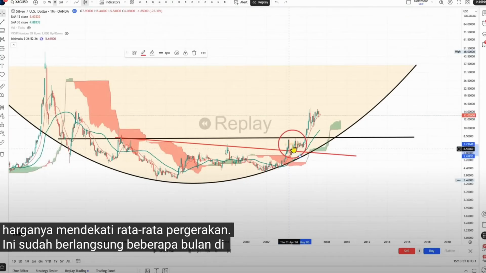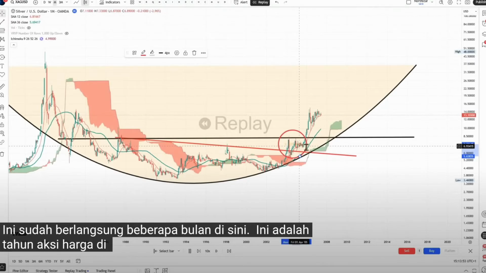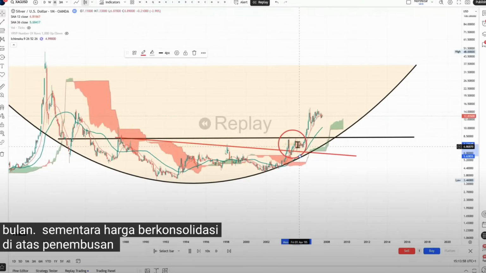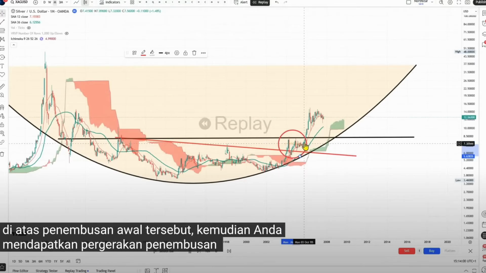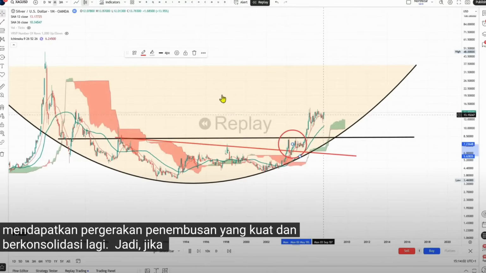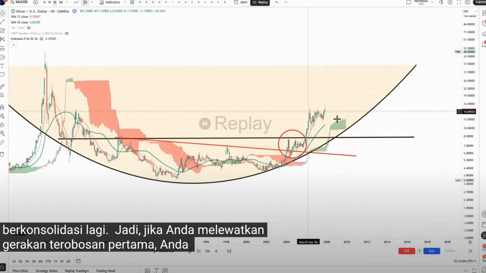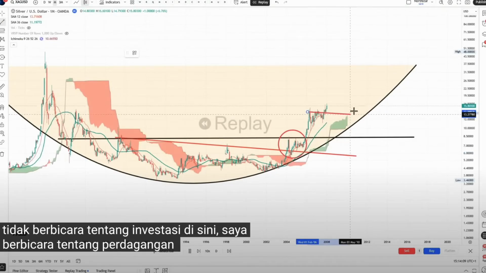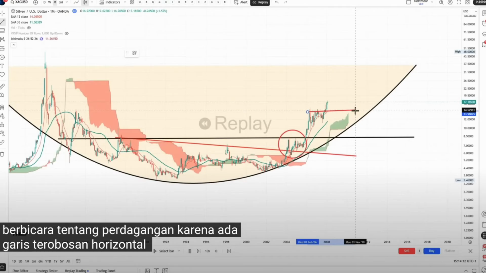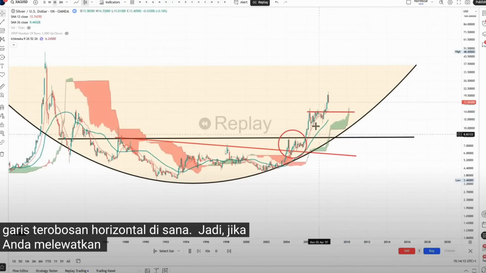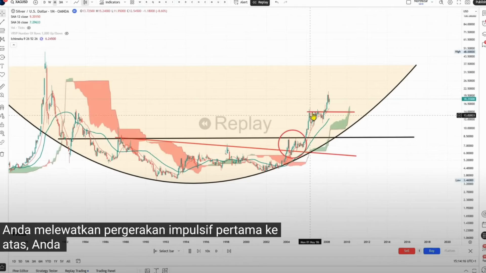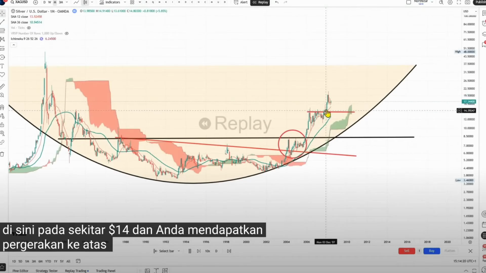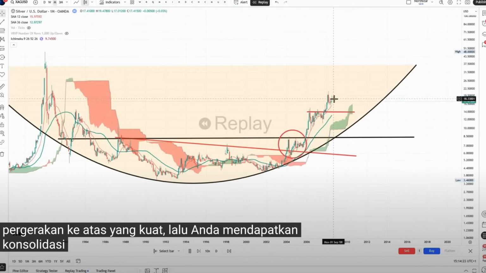This is multiple months here. This is a year of price action here, month after month, whilst the price is consolidating above that initial breakout. Then you get a strong breakout move and it's consolidating again. So if you miss the first breakout move, you're going to get another chance if you're trading. I'm not talking about investing here. I'm talking about trading because there's a horizontal breakout line there. So if you missed the first impulsive move to the upside, you had a second opportunity here around $14 and you get the strong upside move and then you get consolidation.